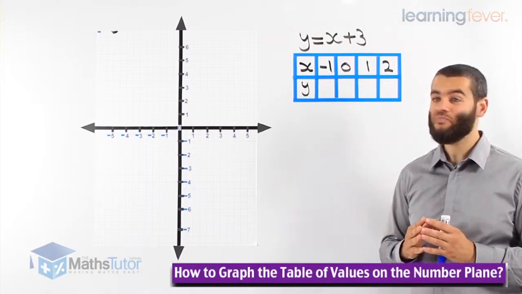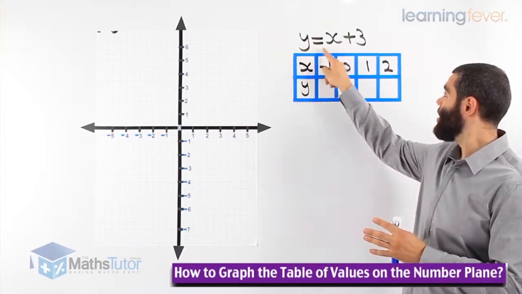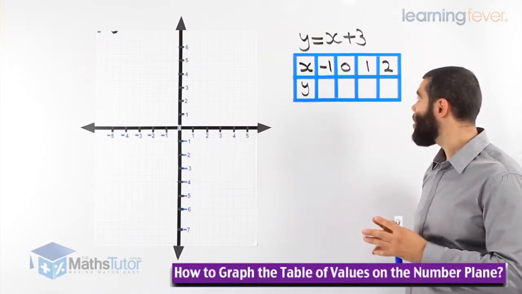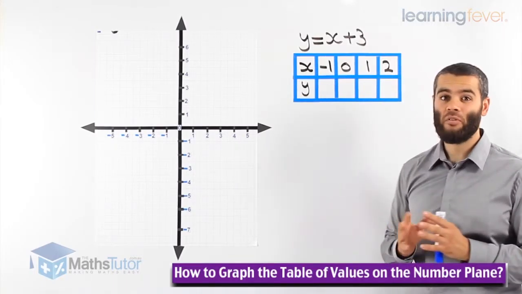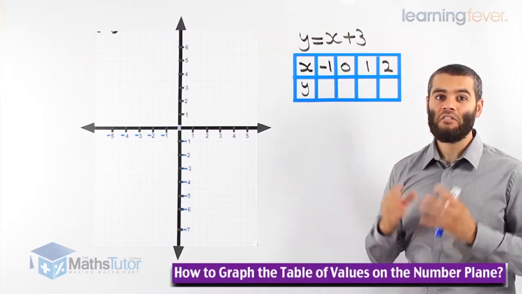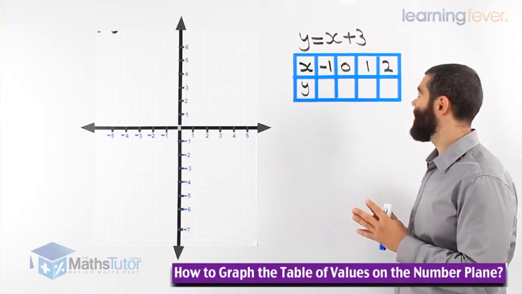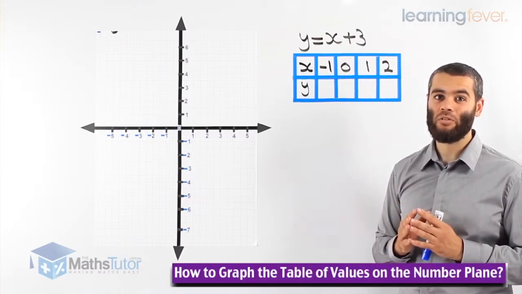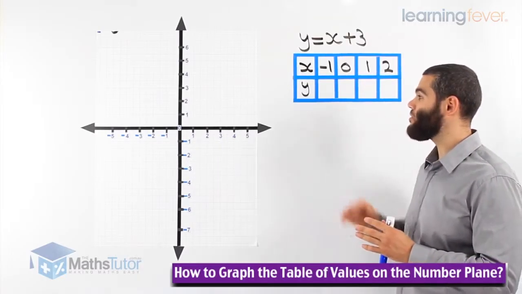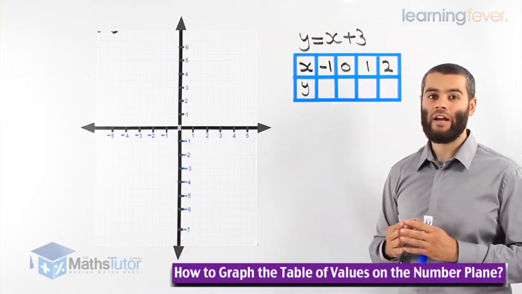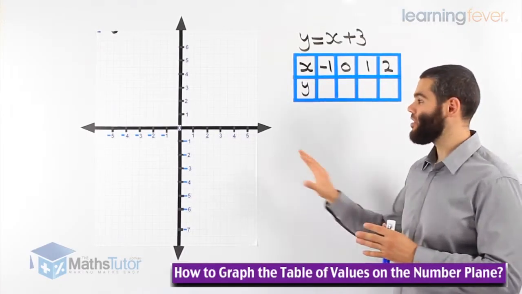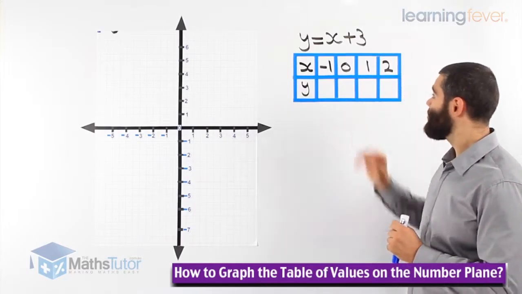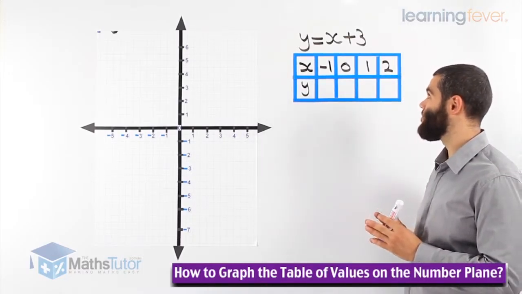What we're going to do is we have a rule, an equation. This rule says y equals x plus 3. So y is going to have the value of x plus 3. Let's see how we're going to do that. We'll complete the tables and then we're going to graph it on the number plane, and I'll be telling you more about the number plane next as well. The table of values, let's start with that first.